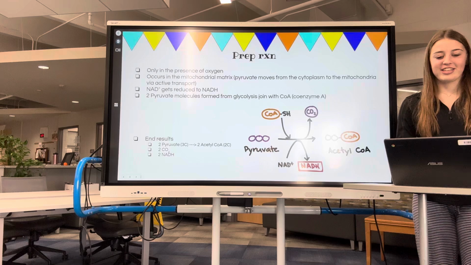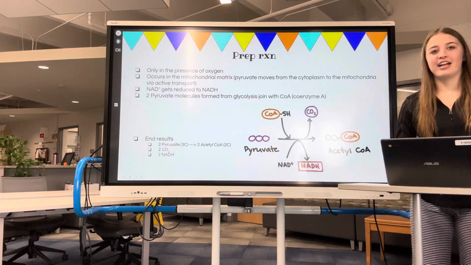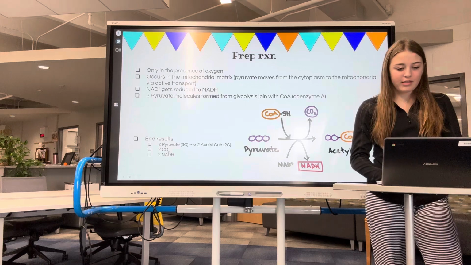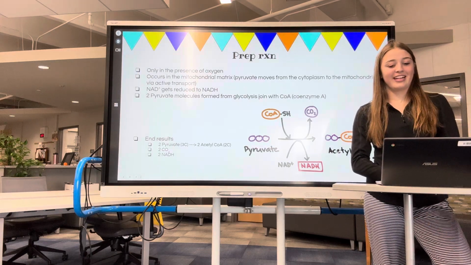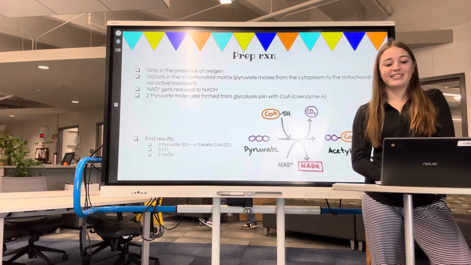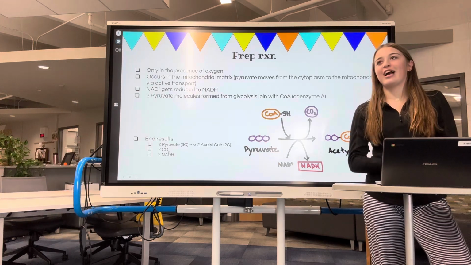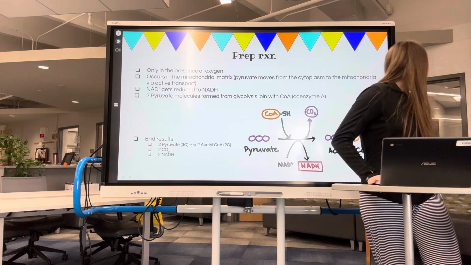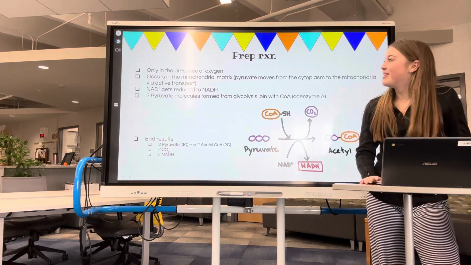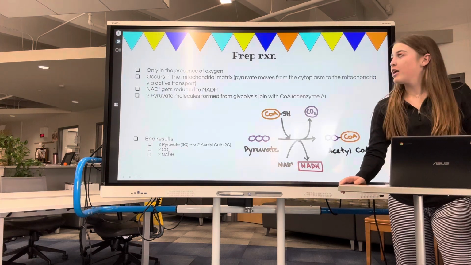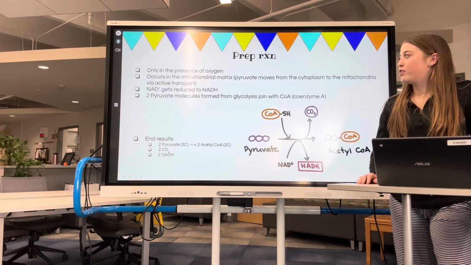the prep reaction. This occurs after glycolysis and before the Krebs cycle. So what did we end with in glycolysis to begin the next step in cellular respiration? That's correct, 2 pyruvate. The prep reaction happens only in the presence of oxygen. It occurs in the mitochondrial matrix.